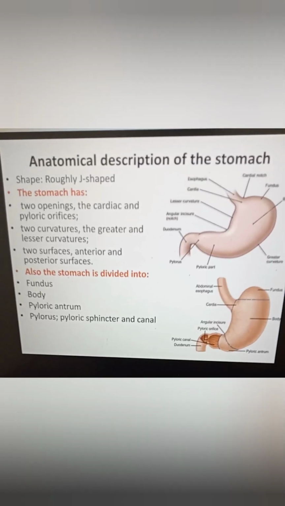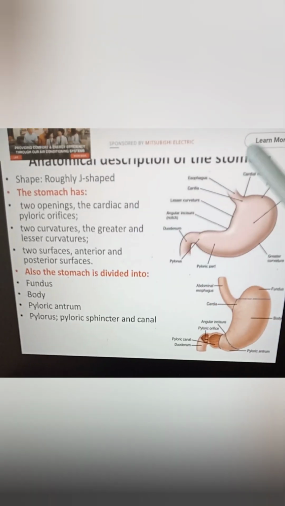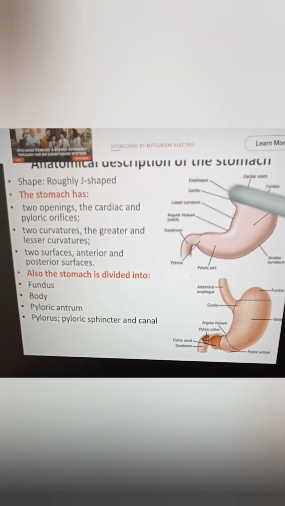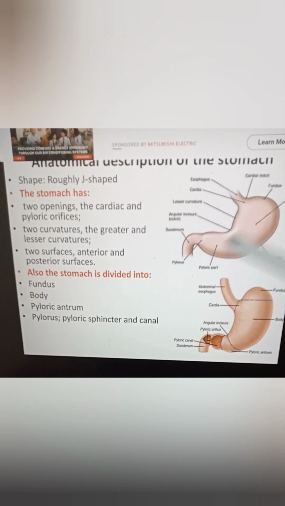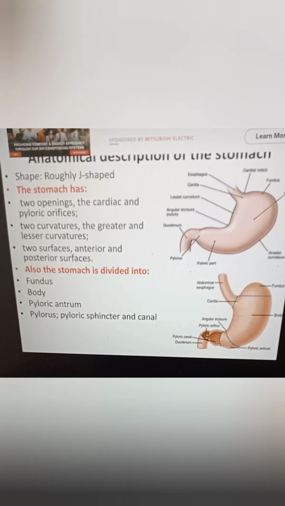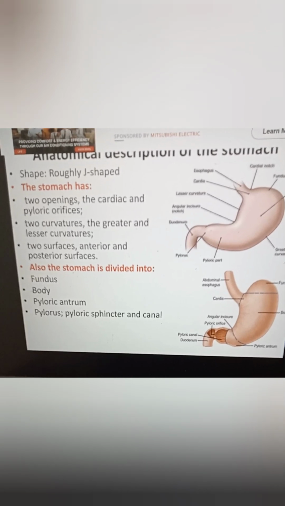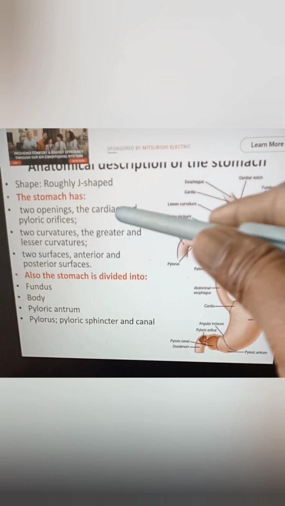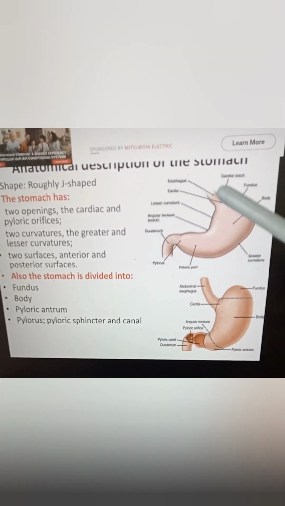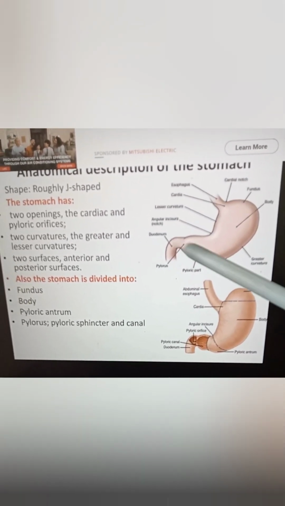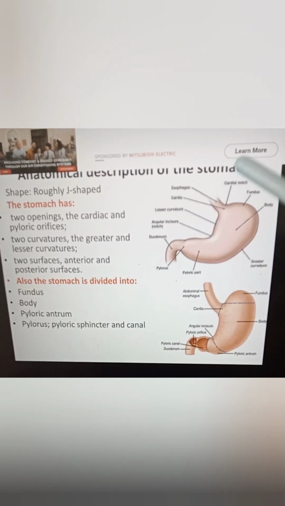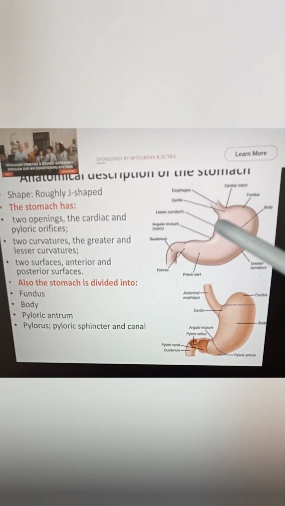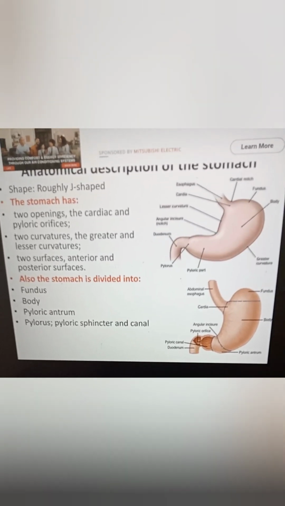When I want to speak about the stomach, it is an anatomical description of the stomach. Usually, it looks like a J shape, and it is a completely muscular organ, and it can be dilated. When you see the image, you can understand there is one big curve and one small curve. The big curve we call the greater curvature, and the small curve we call the lesser curvature.